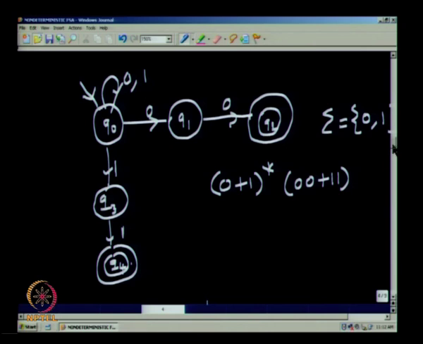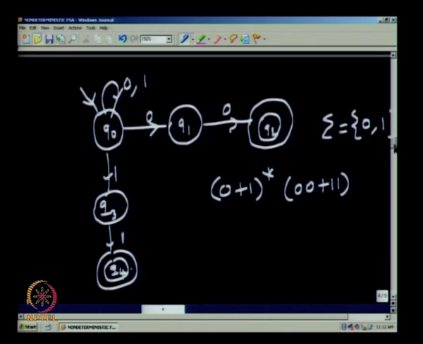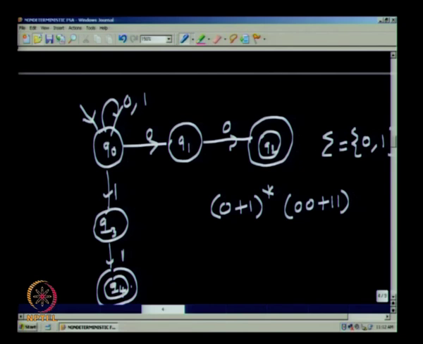The non-deterministic diagram has 5 states. Why is it non-deterministic? Because from Q0, if you get a 0, there are 2 possibilities: either you can go to Q0 or Q1. And if you get a 1 from Q0, you can go to Q0 or Q3. So, because a number of possibilities exist, it is a non-deterministic diagram.